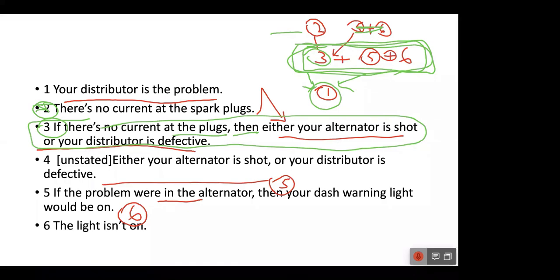The hardest part is they're all conclusions. There's no current at the spark plugs. That's a conclusion. But if a conclusion supports another statement, then it's a premise. There's no other statement there that supports the current at the spark plug. In real life, I'm sure somehow they determined there was no current at the spark plug. So I used the meter, and the meter was showing zero.